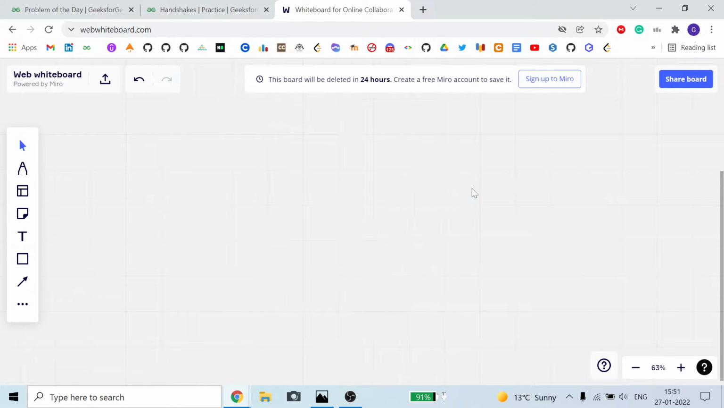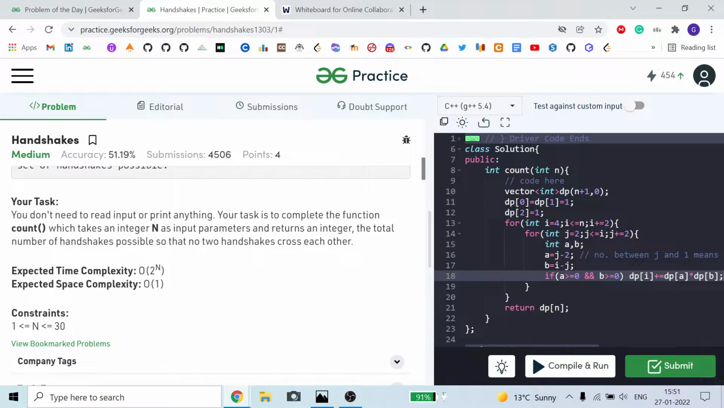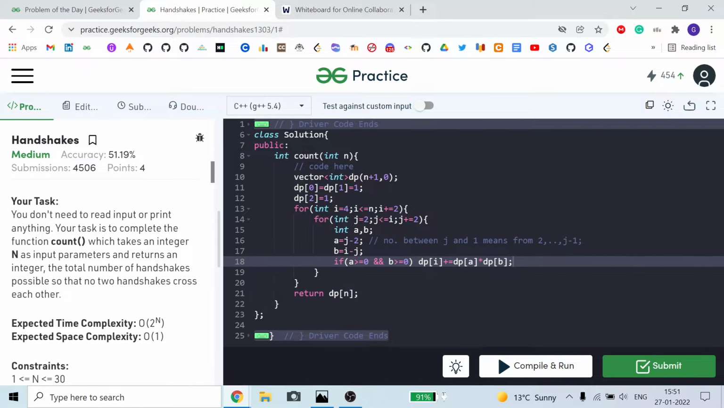Now we are given the time complexity of exponential in n, but we can solve it in n square only, and the constraint is 1 to 30. So moving on to the problem.